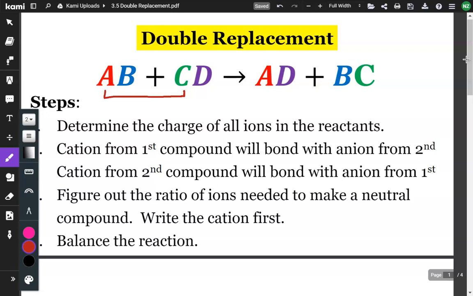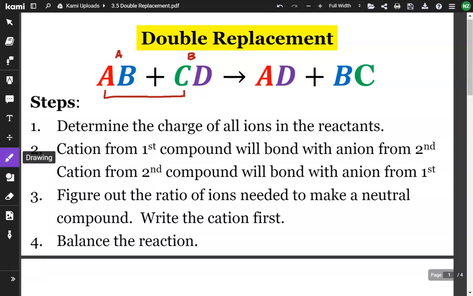So you'll end up with a cation from A and an anion from B. So from my A compound and my B compound, I'll take the cation from A and match it up with the anion from B. I'll take the cation from B and match it up with the anion from A. I know that's a little confusing. We'll do an example in a second.